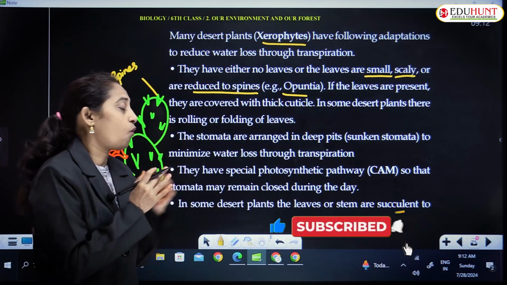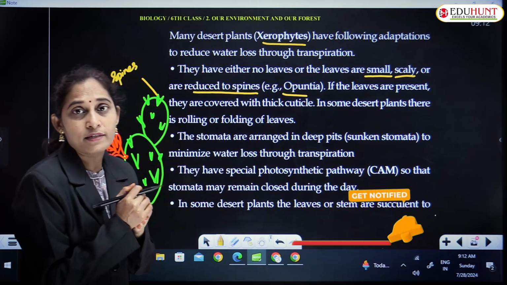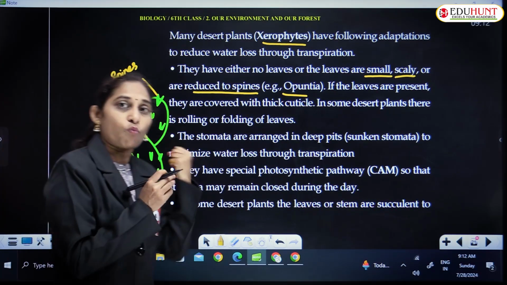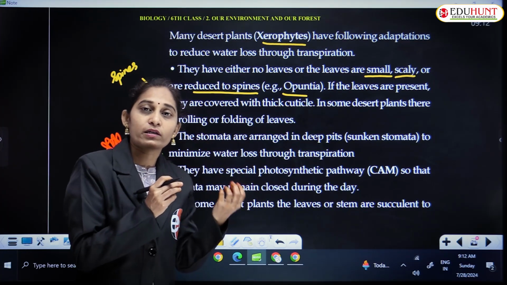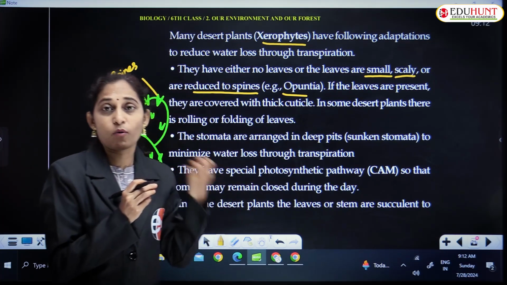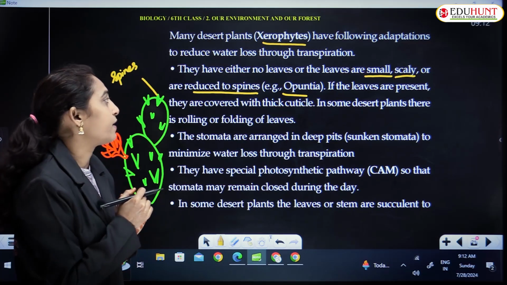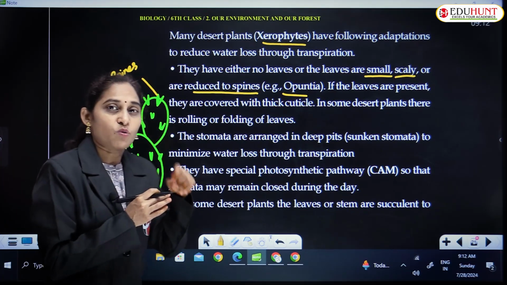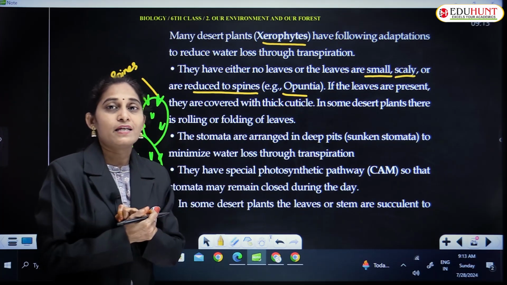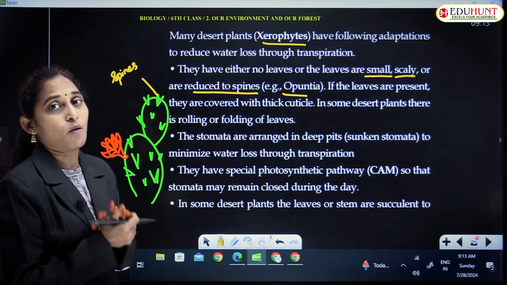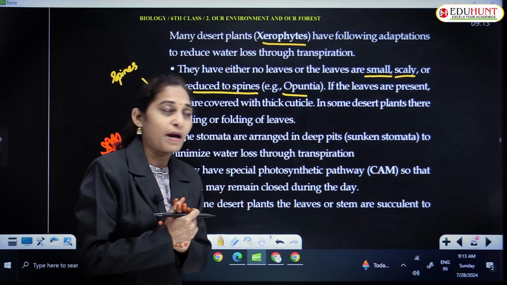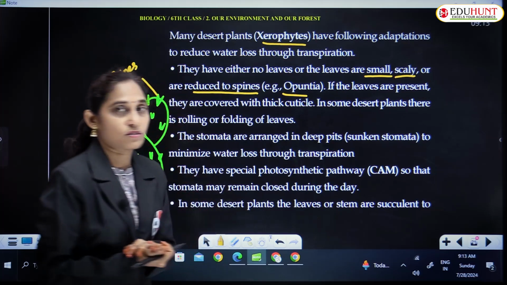So if the water is lost from the plant, how does it meet the demand of water for its metabolic requirements? That is why they possess very small, very tiny leaves, or if they possess leaves, they are in the form of scales or they might be reduced into spines.